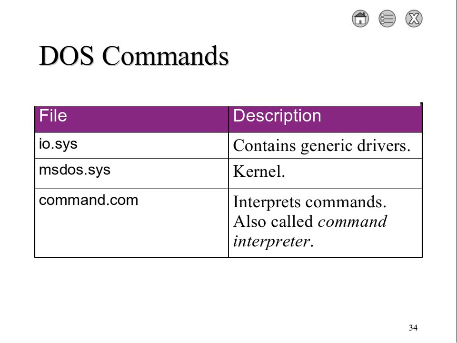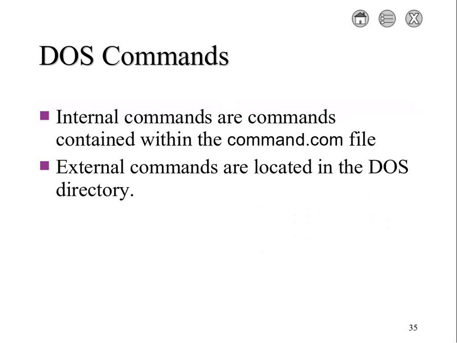There were two kinds of commands that command.com understood. Internal commands would be commands that it knew what to do with, simple commands that were, well, the ones that were the most common. And then the external commands would be things that it didn't know how to do, and it would cause another program to run to do these external commands.